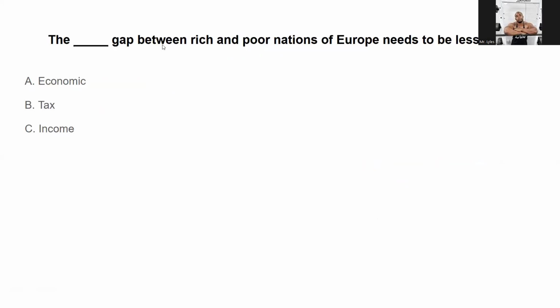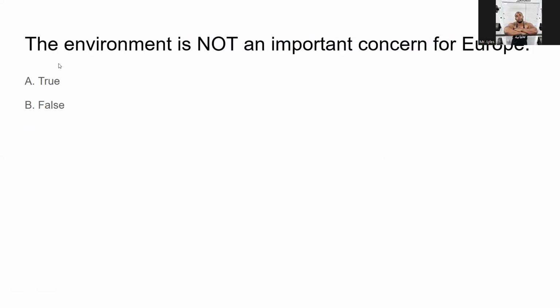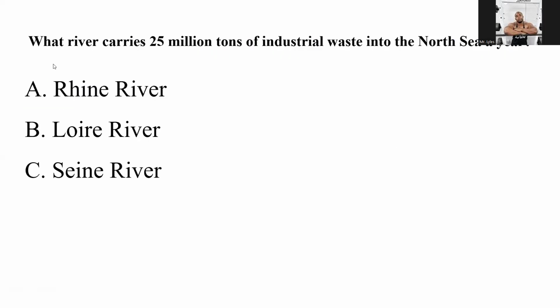The blank gap between rich and poor nations of Europe needs to be lessened. And what is that? The income gap. The environment is not an important concern for Europe. Don't have to pay much attention to know that is definitely false. What river carries 25 million tons of industrial waste into the North Sea a year? And that is the Rhine River.